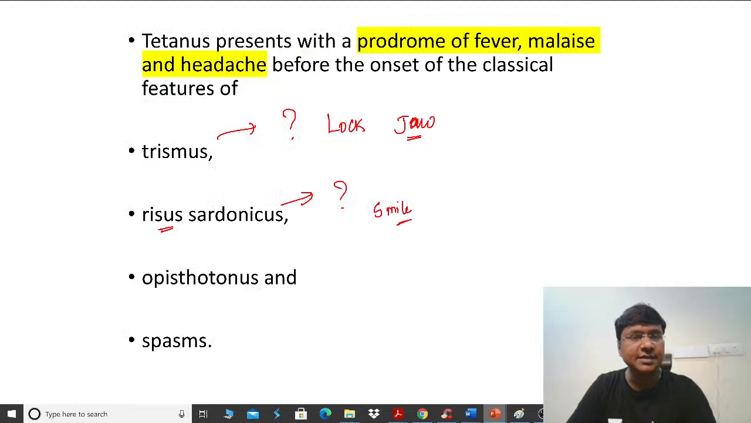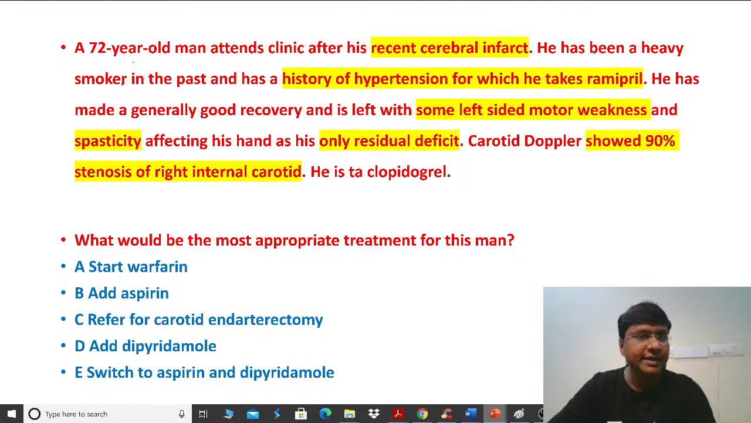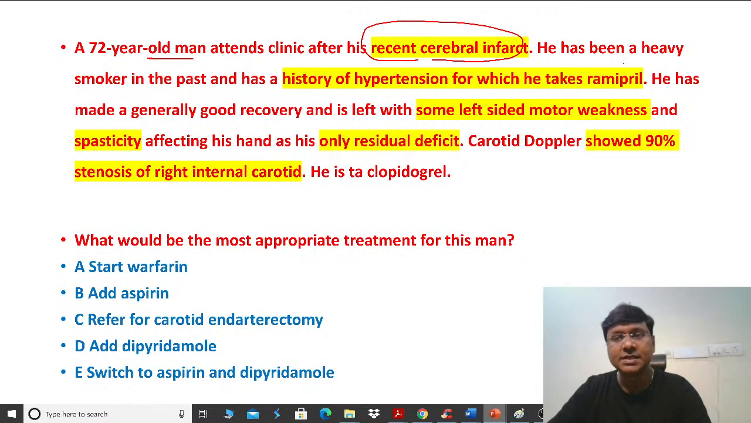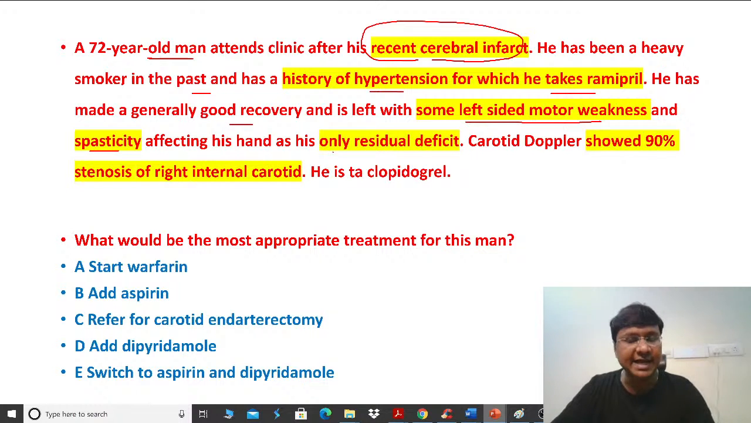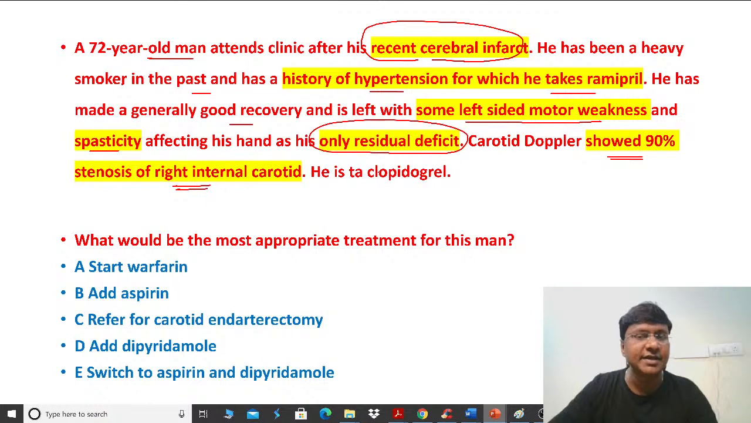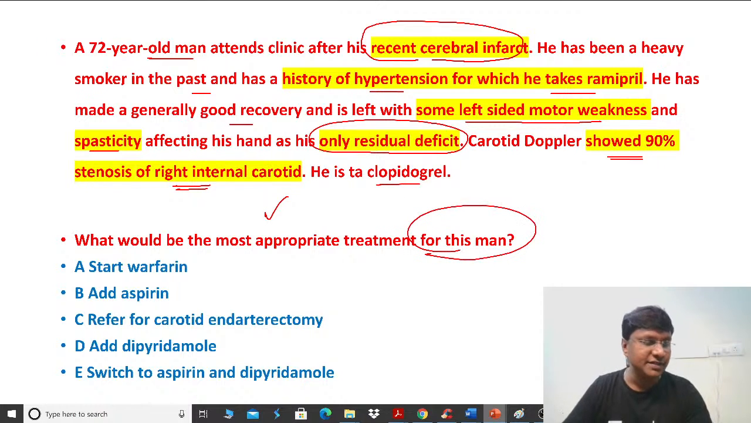Okay, you see another clinical scenario. We have a 72-year-old man who attends clinic after a recent cerebral infarct. He has been a heavy smoker in the past and had a history of hypertension for which he takes Ramipril. He has made a generally good recovery and is left with some left-sided motor weakness and spasticity affecting his hand as his only residual deficit. Carotid Doppler showed 90% stenosis of the right internal carotid artery, and he is taking clopidogrel. What would be the most appropriate treatment for this man?